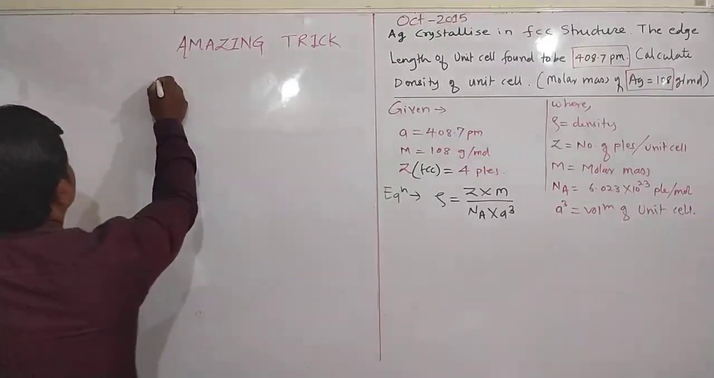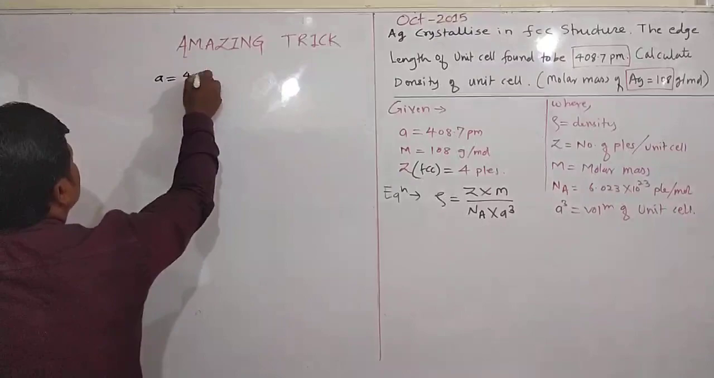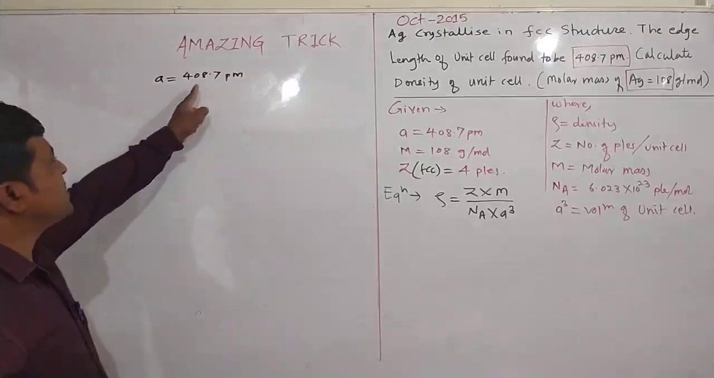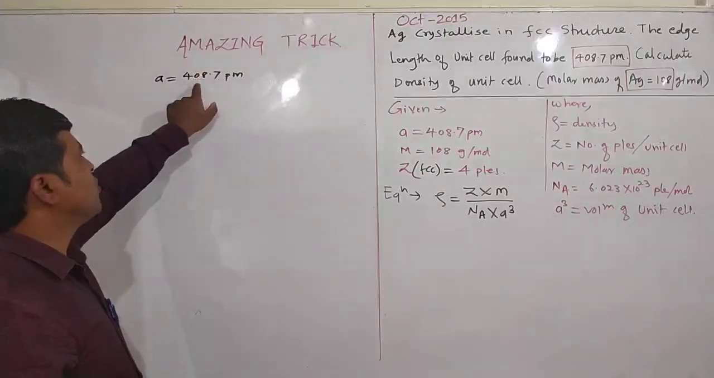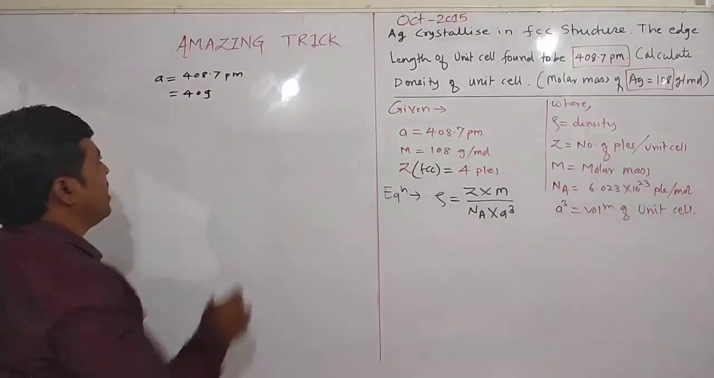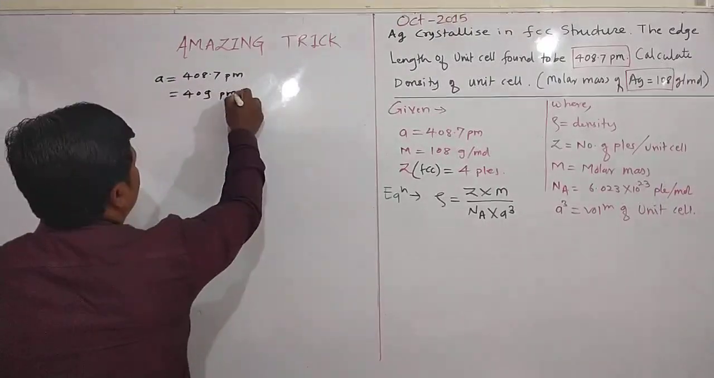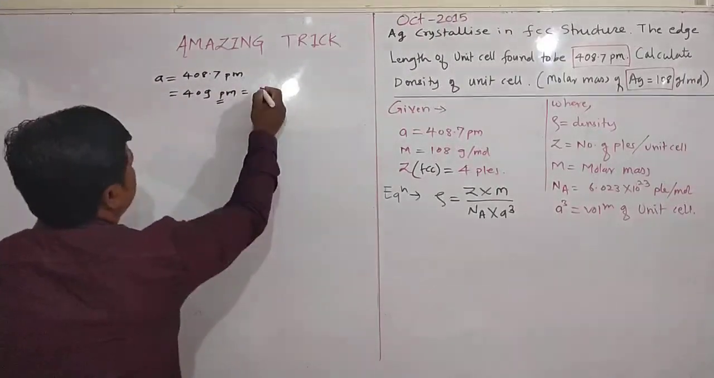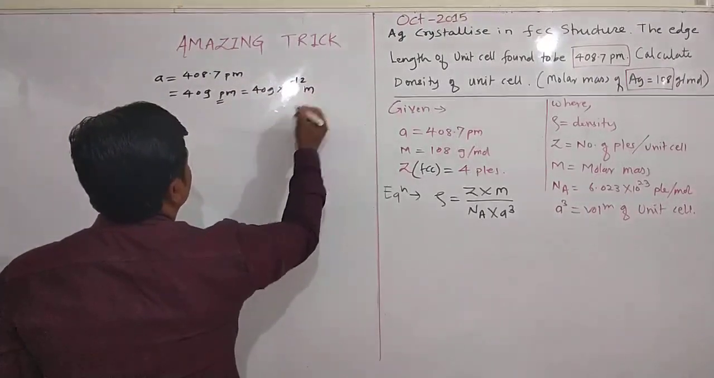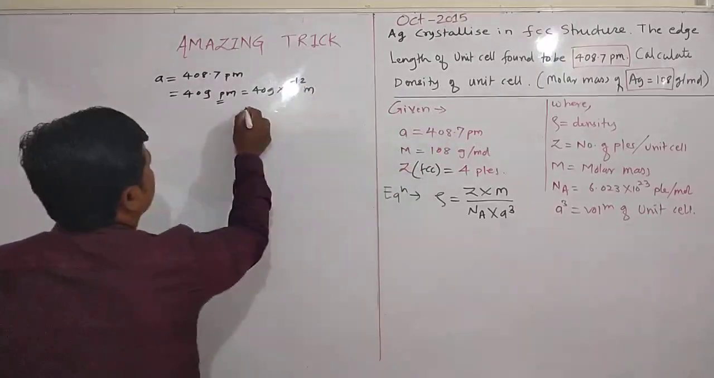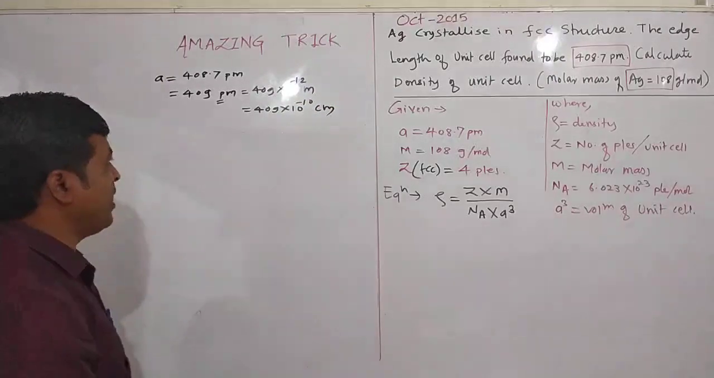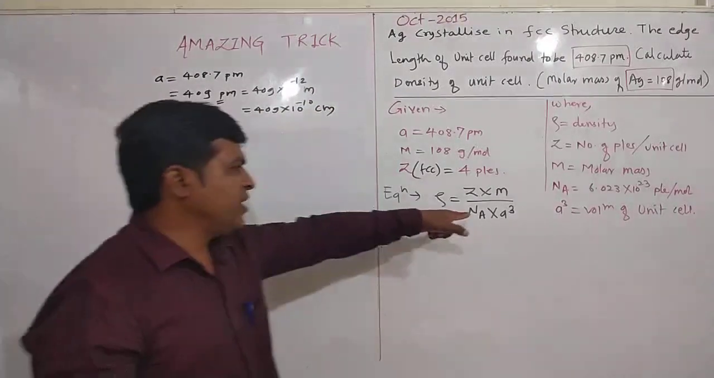So starting with the edge length, A is equal to how much? 408.7 picometer. What can I do? Just the number 7 is greater than 5, so you can round off to 409 picometer. What does pico mean? Pico means 10 raised to minus 12. 409 into 10 raised to minus 12 meter. So you convert meter into centimeter: 409 into 10 raised to minus 10 centimeter. So this value you have to put in this formula.